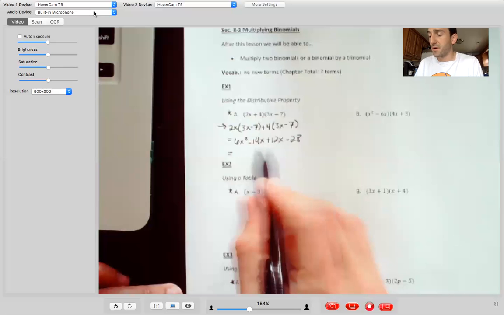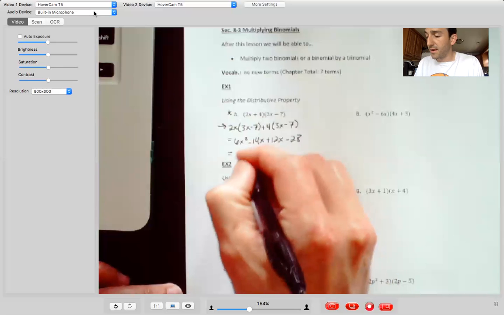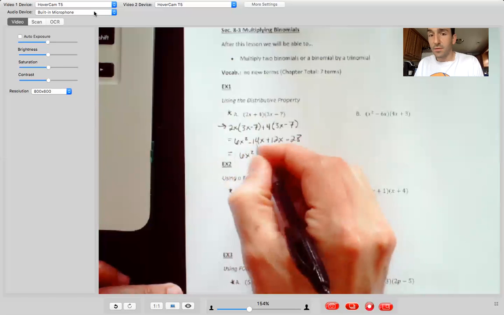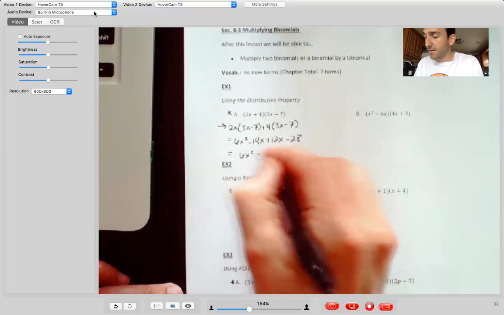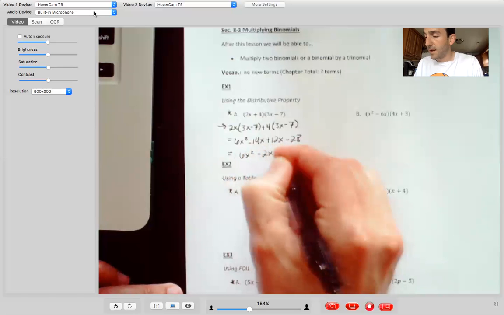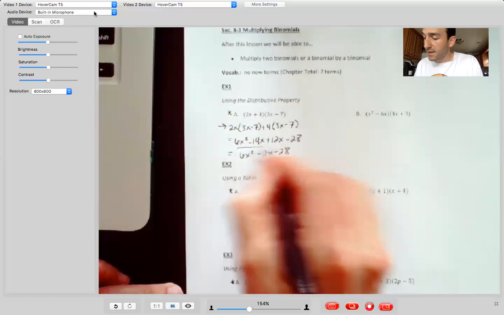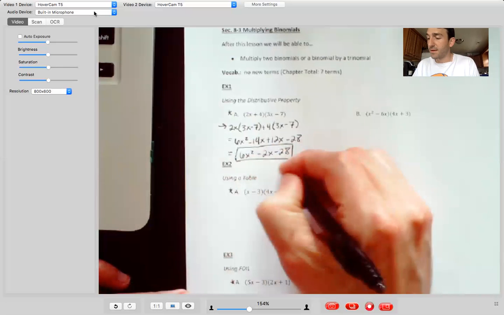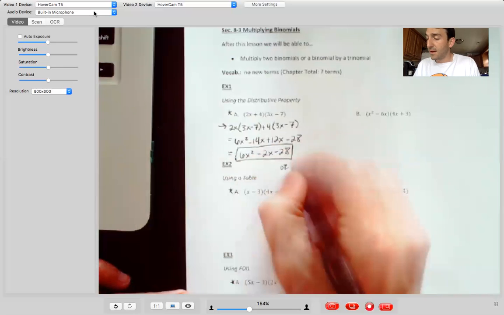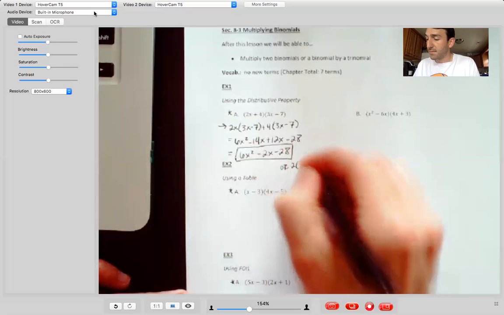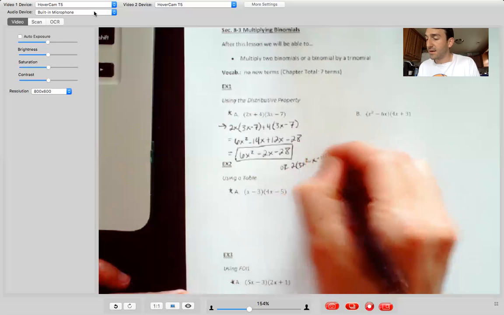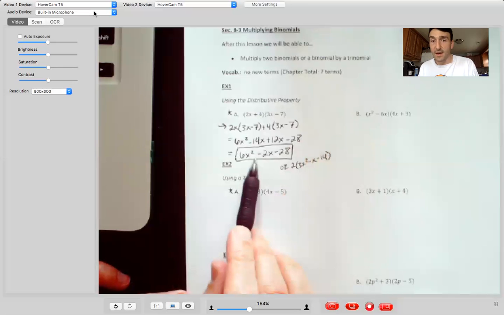MathXL would count this answer wrong because it's not fully simplified. So final answer, 6x squared. Negative 14 plus 12 is minus 2, so minus 2x minus 28. I believe MathXL would accept that. If not, they're wanting you to factor out a GCF, so just remember from the previous lesson, we could also write that as common factor of 2, so 2 times the quantity, 3x squared minus x minus 14. I doubt you need to do that. I would just try this one first.